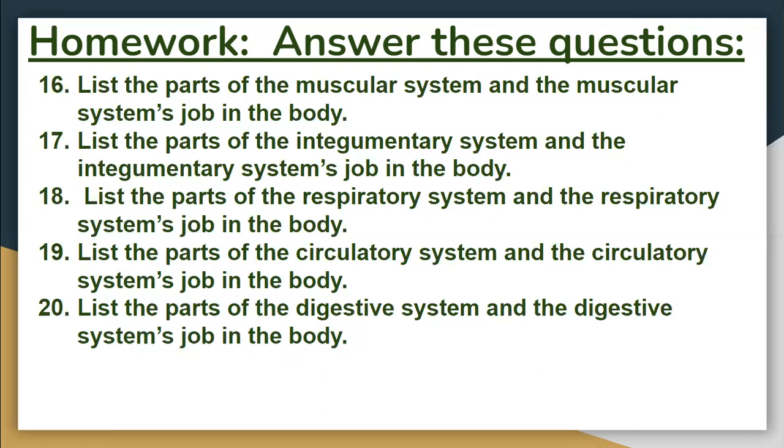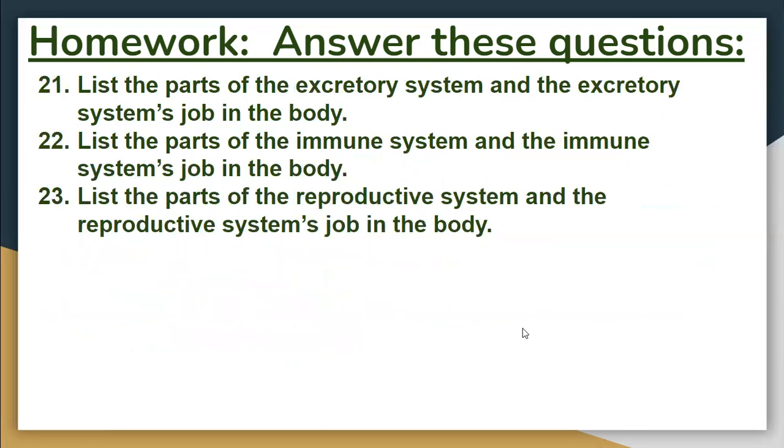The parts of the respiratory system and the respiratory system's job in the body. The parts of the circulatory system and the circulatory system's job in the body. And the parts of the digestive system and the digestive system's job in the body. The parts of the excretory system and the excretory system's job in the body. And you guessed it, the parts of the immune system and the immune system's job in the body, and the parts of the reproductive system and the reproductive system's job in the body.